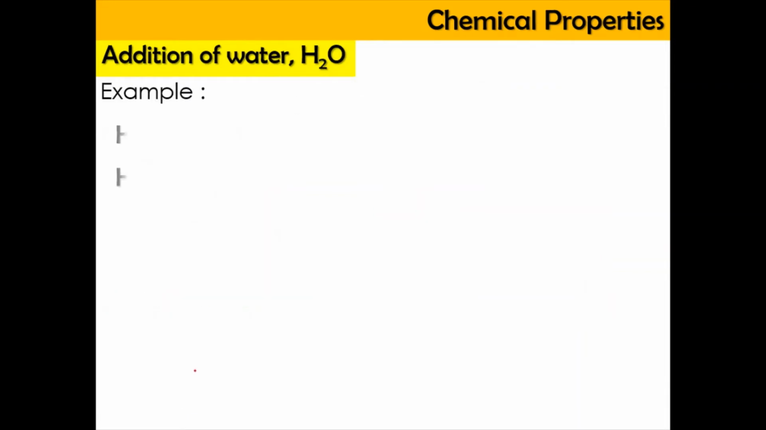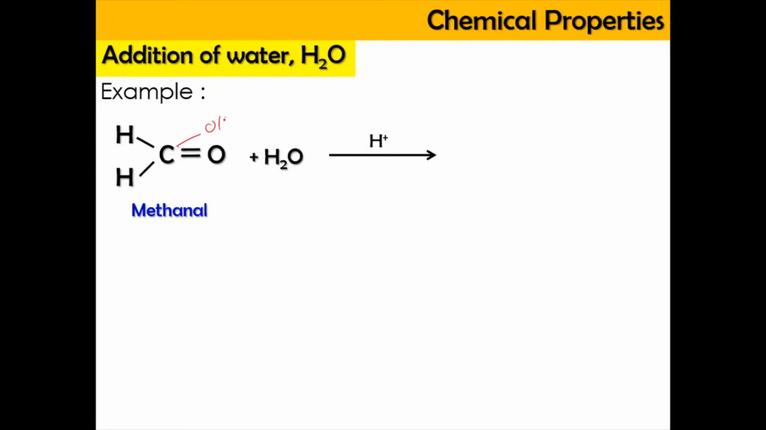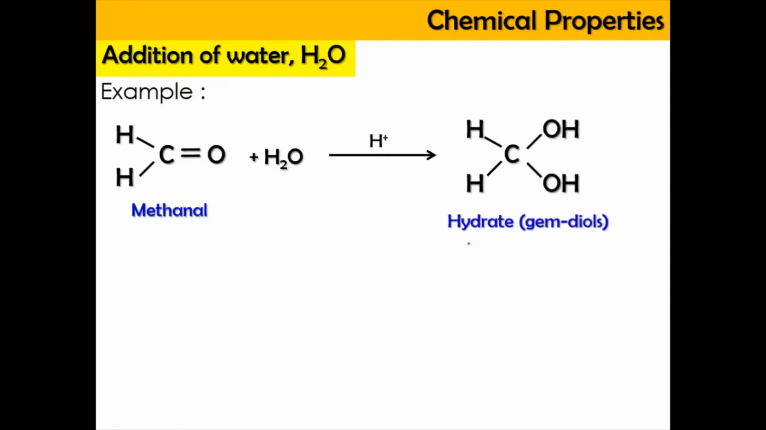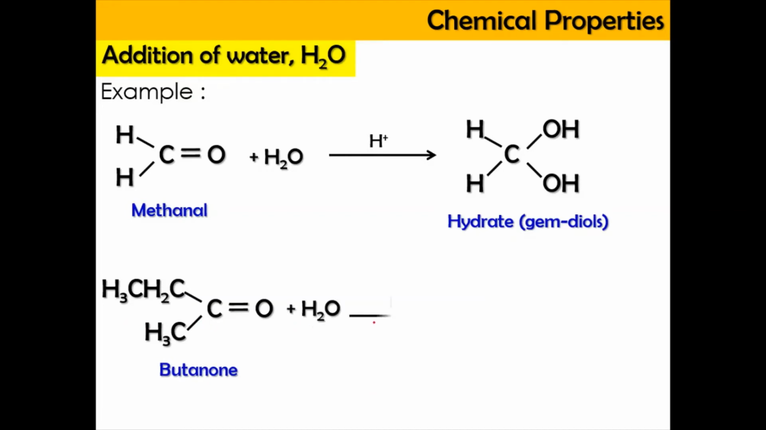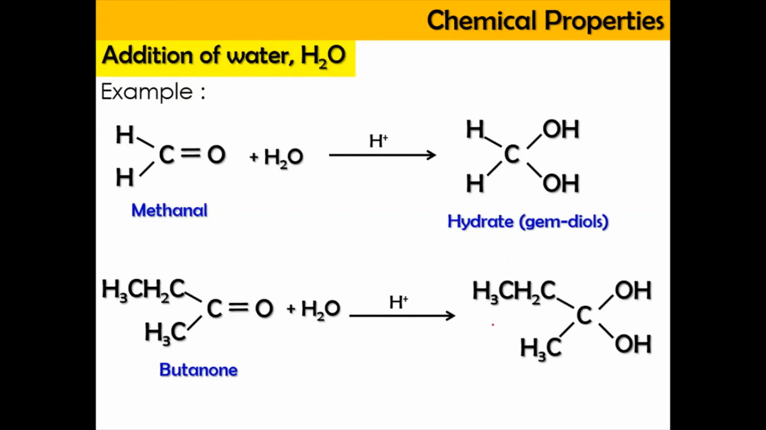Now let us look into another example. Let's say we have our methanal here, and we react it with water under acidic conditions. What we produce is OH on this side and OH on this side. So this is known as the hydrate or gem-diol. The same situation here. Let's say we have our butanal. When butanal reacts with water under acidified conditions, we produce OH here and OH here. So this is also known as the hydrate or gem-diol.